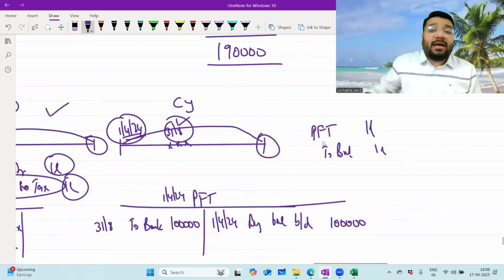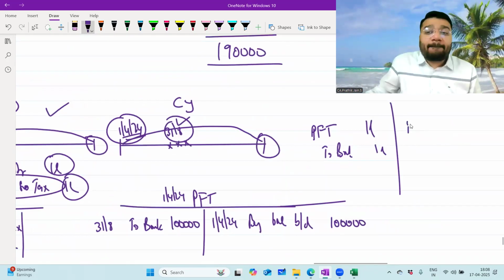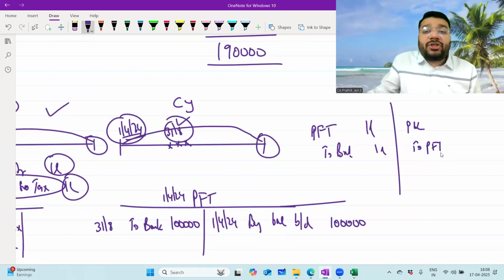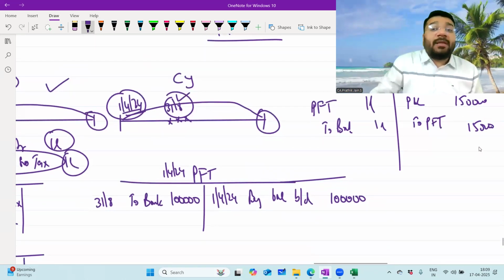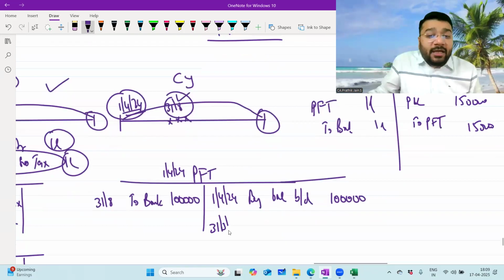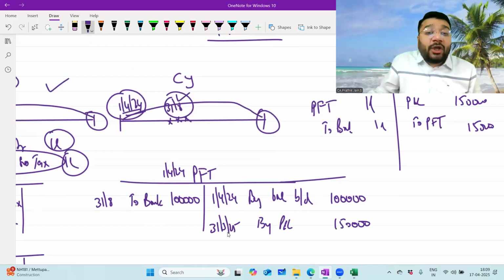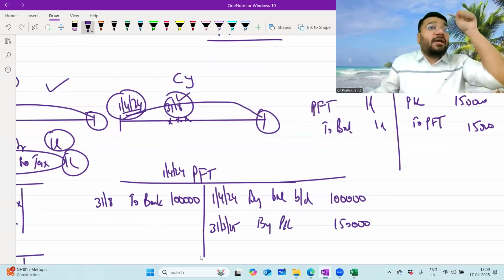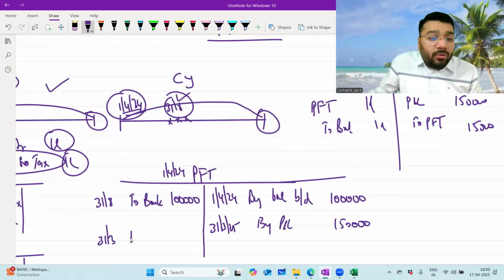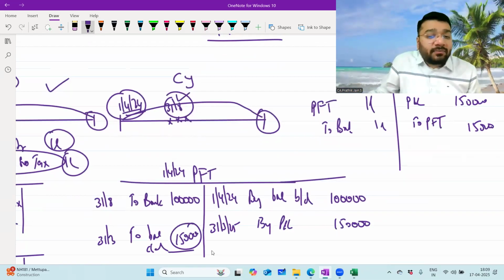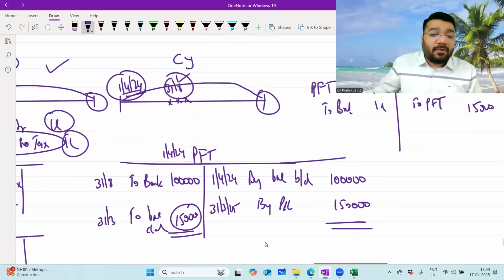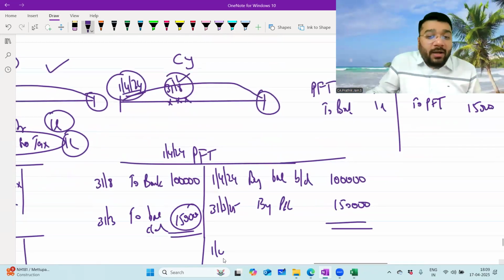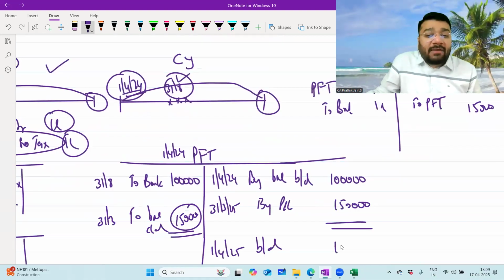So when I create a provision in the current year, what will be the entry? P&L account debit to provision for tax, 1,50,000. So what will be the posting? On 31/3/25 by P&L 1,50,000. Did you pay this money? No. When will you pay? In future. So you'll get a balance carried down. To balance carried down is how much? 1,50,000. And what is the brought down balance? 1/4/25, balance brought down 1,50,000.